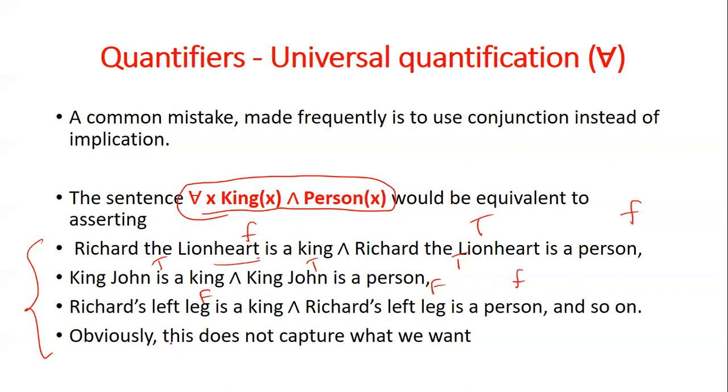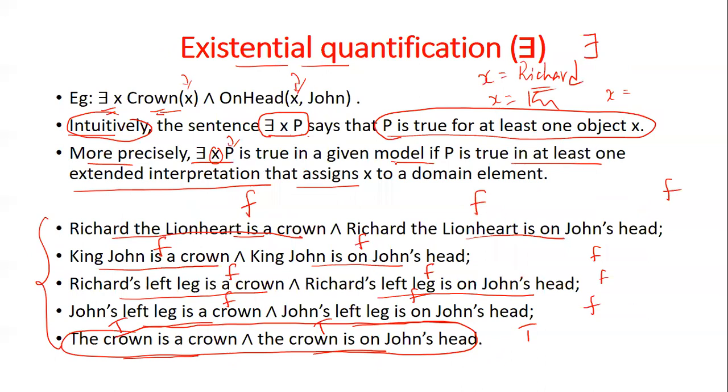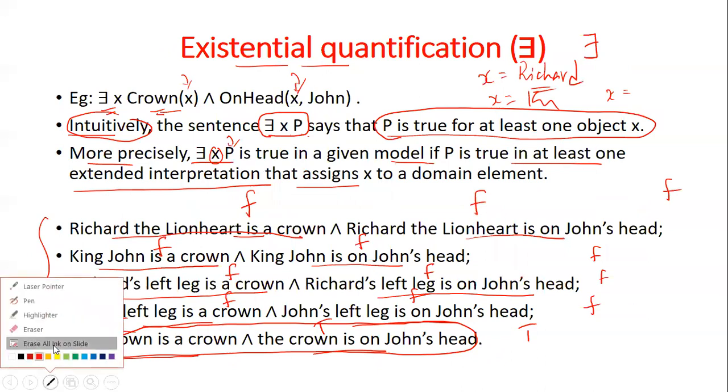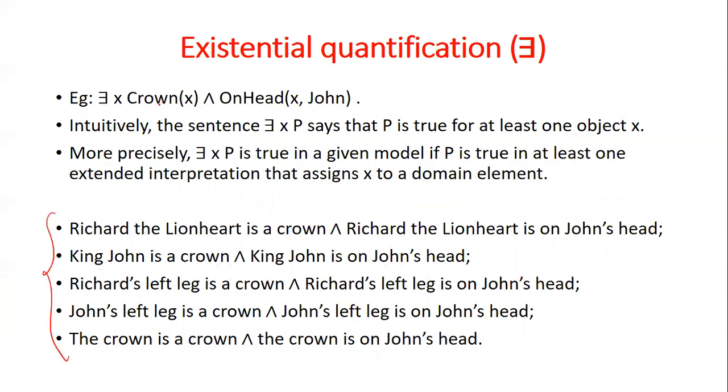Like that, if you consider the other two interpretations also, John's left leg is a king. That is false. And John's left leg is a person. That is also false. Next is crown is a king. Crown is not a king, and crown is not a person. So if you use and for universal quantification, what happens? There is only one true, and all the remaining become false. But with universal quantification, you have to make everything true. Hence, we are saying that conjunction is not the correct way to use for universal quantification. You have to use implication. But conjunction can be used with existential quantification. Here we have shown that with existential quantification, we have to make sure that the statement is true at least in one interpretation.